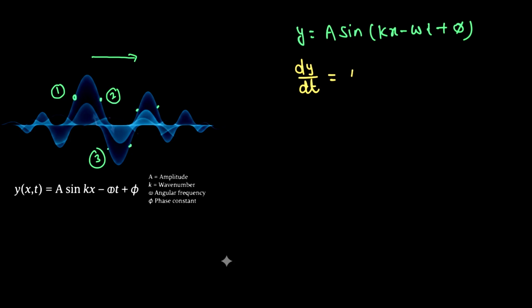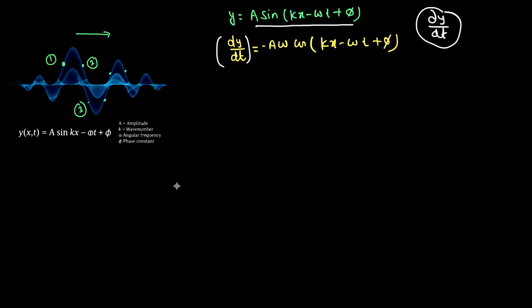that is equal to a omega cos(kx - omega t + phi). And this is partial differentiation, so we can write this dy by dt simply as the partial derivative, the symbol is this one, delta y by delta t. But in this one I will use dy by dt only. So I differentiate this equation with respect to t.